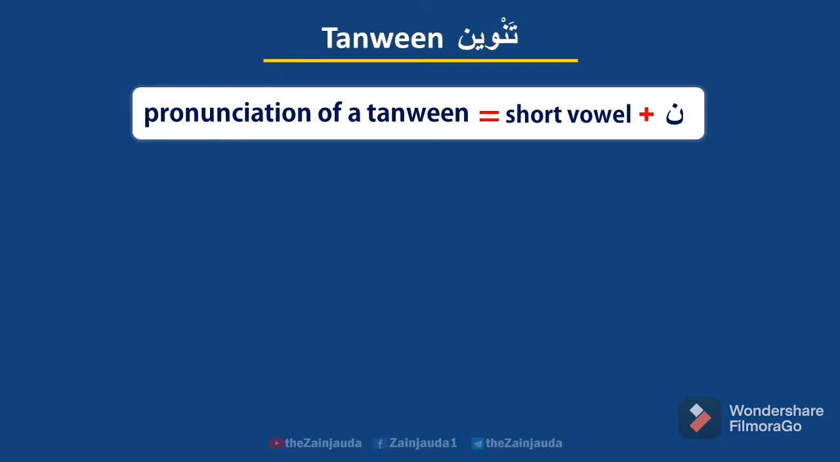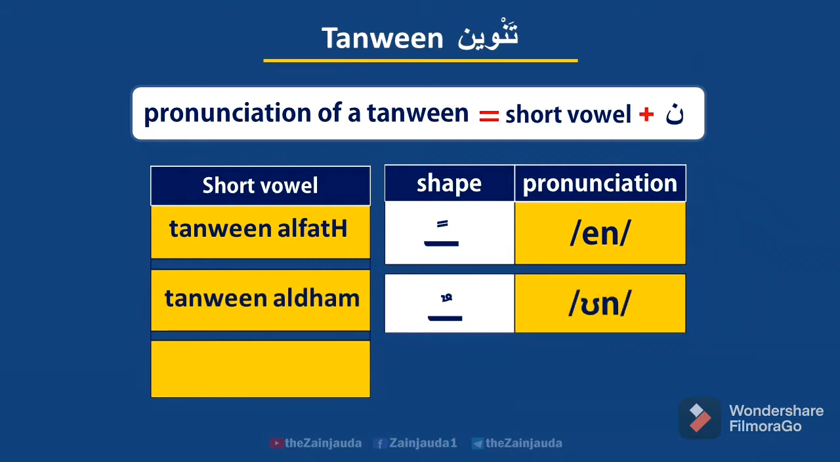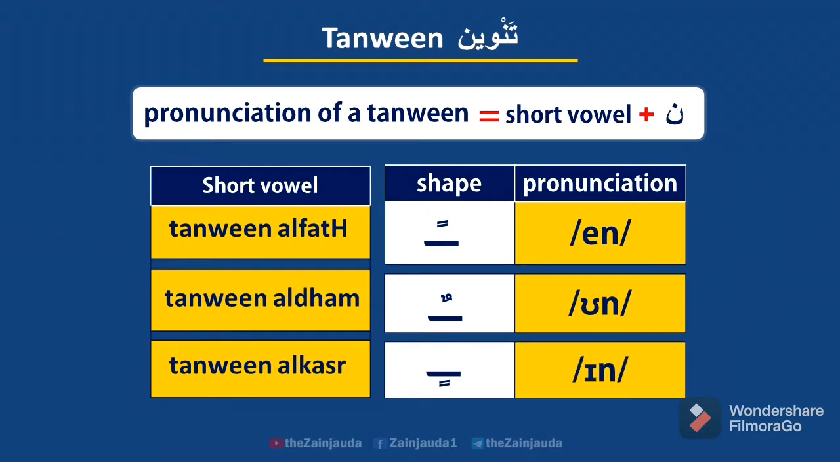Tanween is simply made up by a combination of the haraka and the letter noon. So tanween al-fath is a double fatha and pronounced as an. Tanween al-dam is a double dhamma and pronounced as un. And tanween al-kasr is a double kasra and pronounced as in.